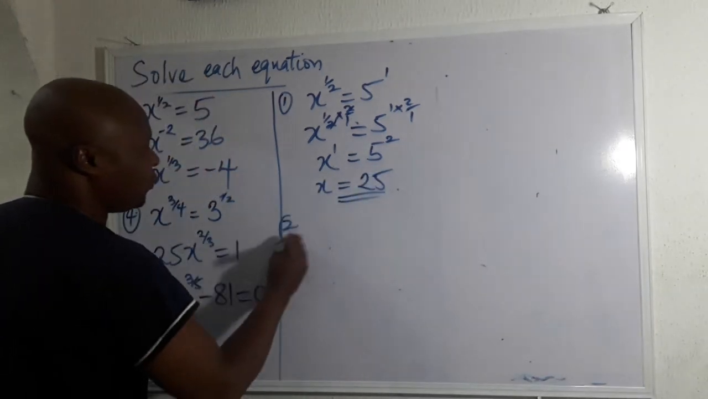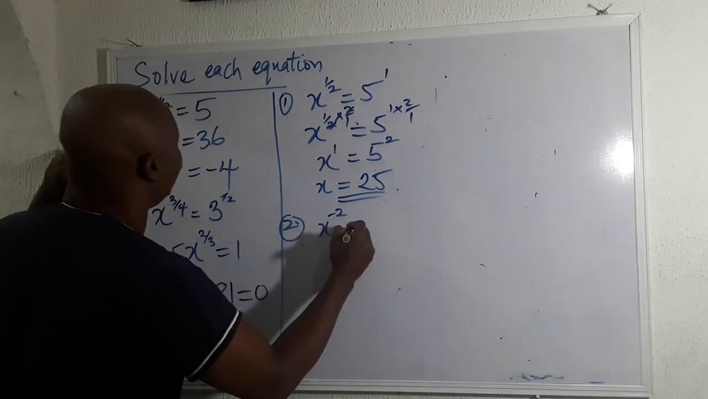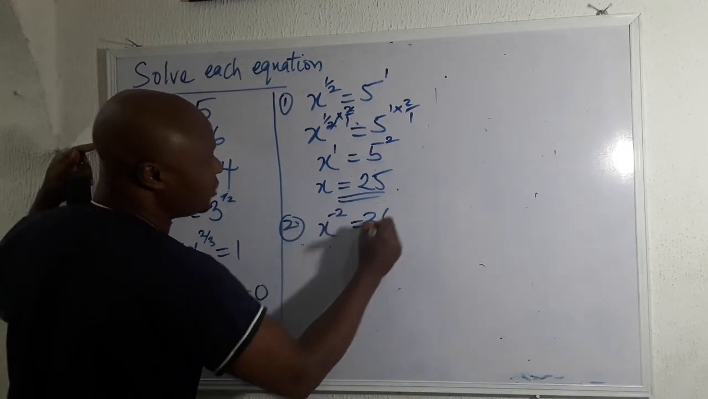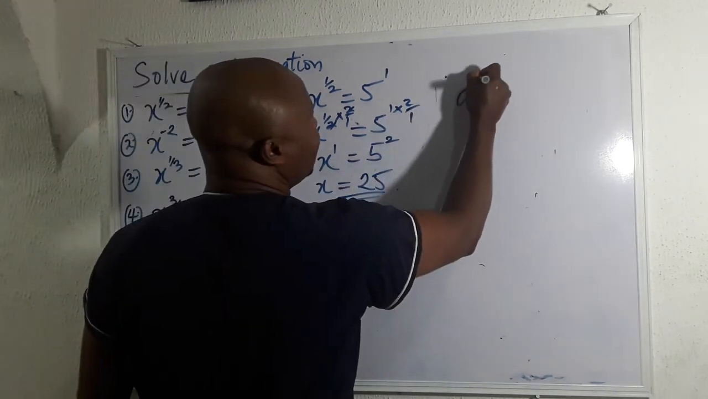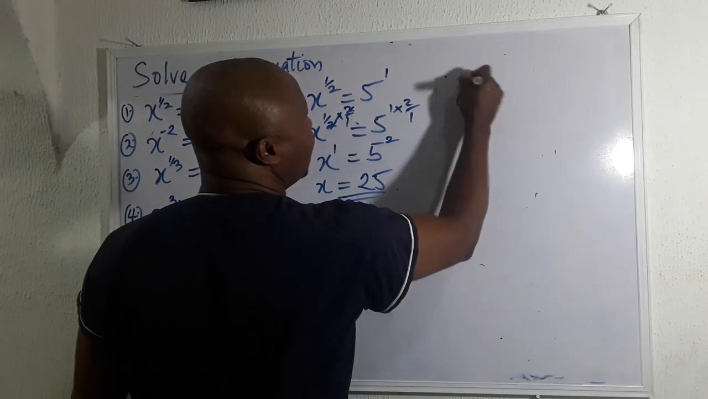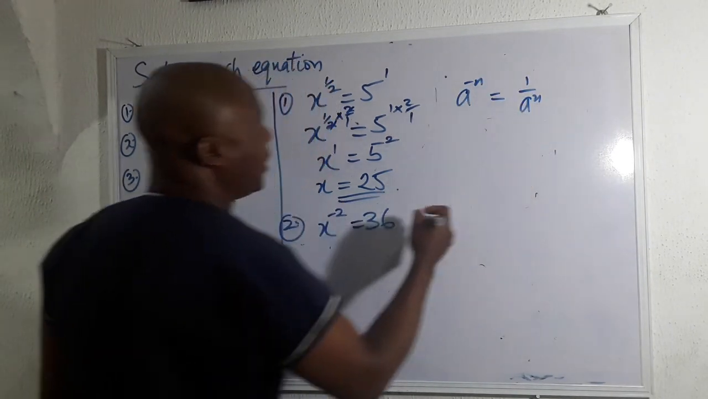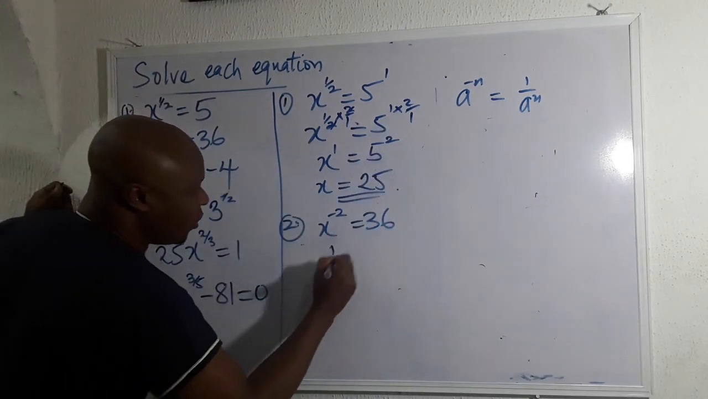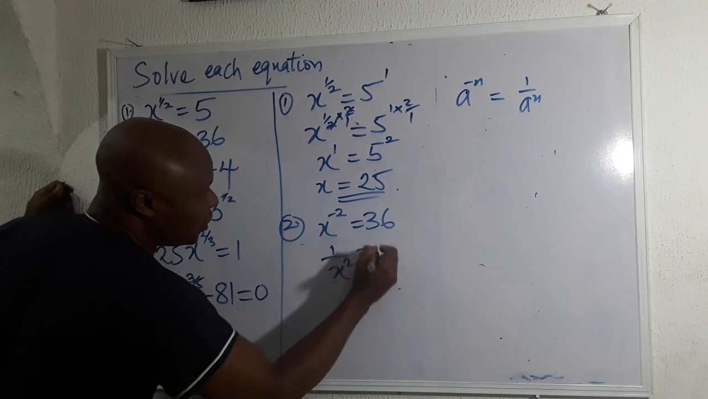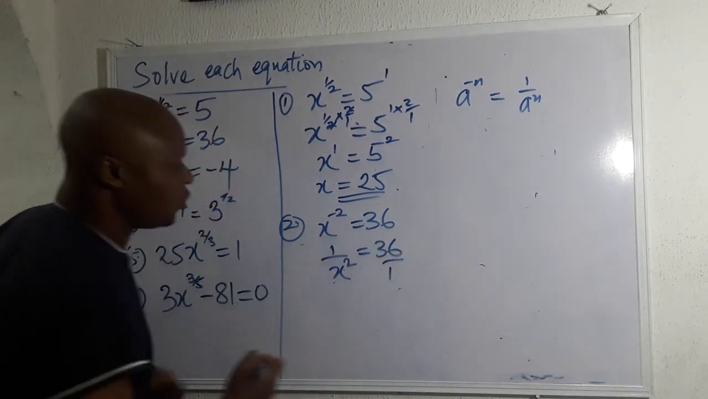That's for that. Question 2 very quickly says that x raised to power minus 2 is equal to 36. Now we know that there is a law of indices that says that negative index inverts the base. So this is 1 over a raised to power n. So we're applying that law here to invert this. So we have 1 over x raised to power 2 is equal to 36.